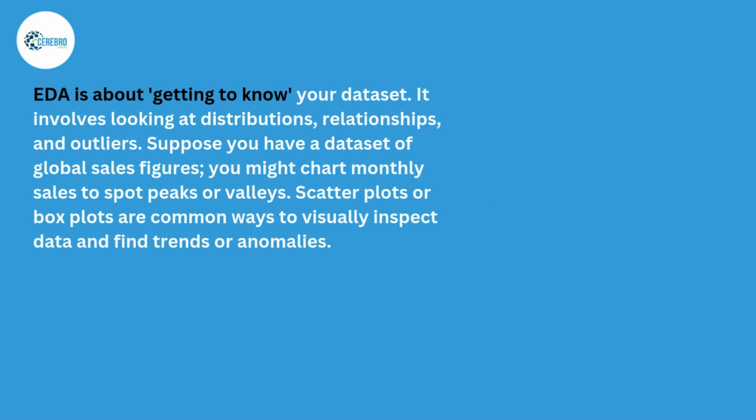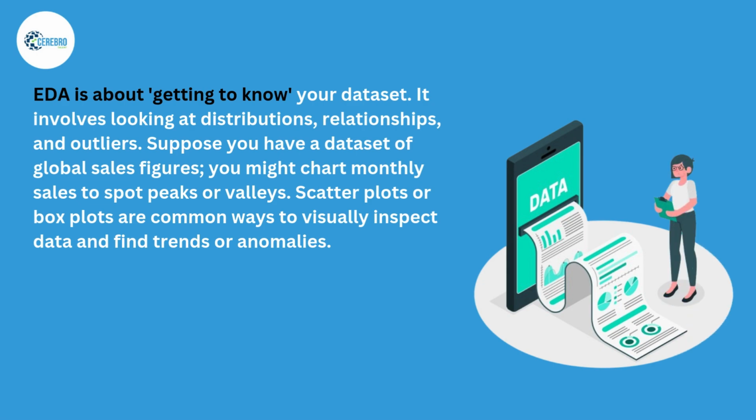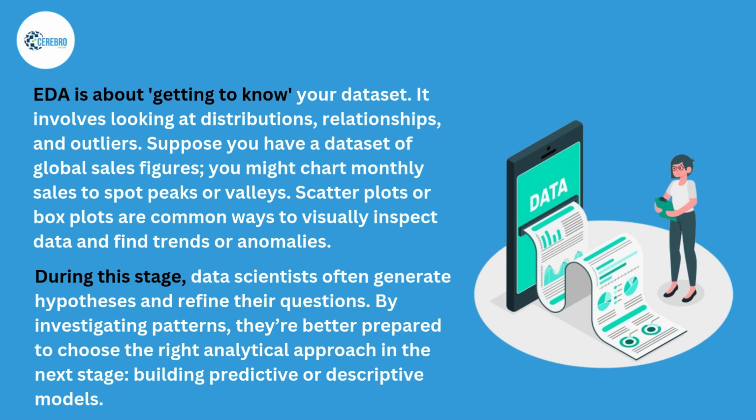EDA is about getting to know your dataset. It involves looking at distributions, relationships, and outliers. Suppose you have a dataset of global sales figures. You might chart monthly sales to spot peaks or valleys. Scatter plots or box plots are common ways to visually inspect data and find trends or anomalies. During this stage, data scientists often generate hypotheses and refine their questions. By investigating patterns, they're better prepared to choose the right analytical approach in the next stage, building predictive or descriptive models.